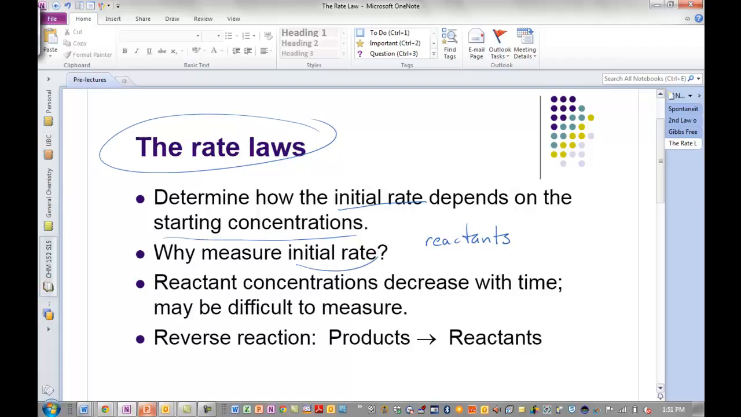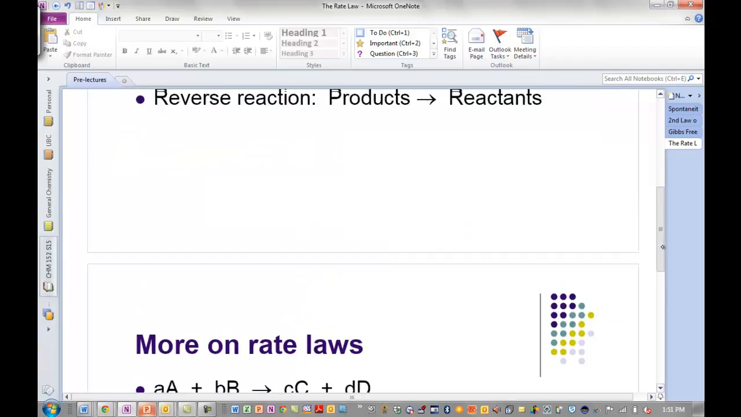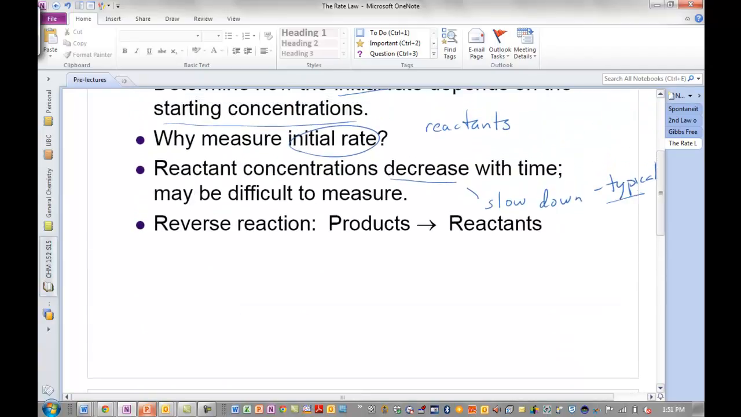Now, why would we choose initial rate? Well, we're going to find as we go into more detail, typically as reactant concentrations decrease, the reaction will slow down. Typically. So in general, as reactant concentrations decrease, there are fewer reactant molecules to collide. And if there's fewer molecules to collide, the reaction rate's going to be slower.